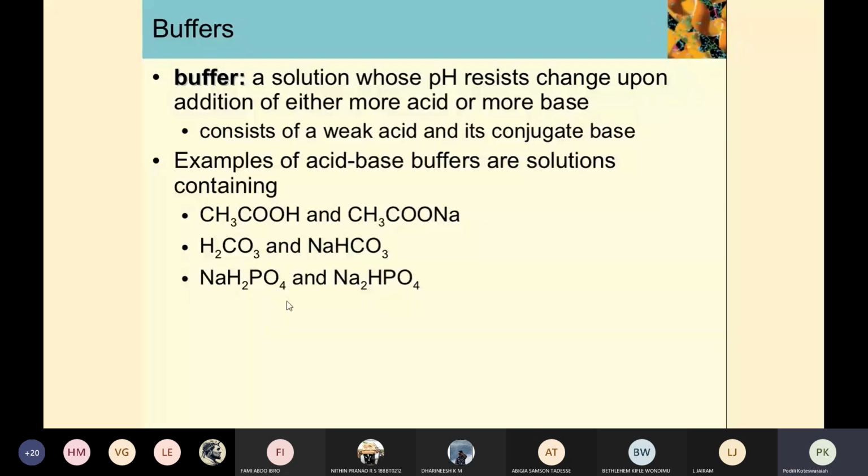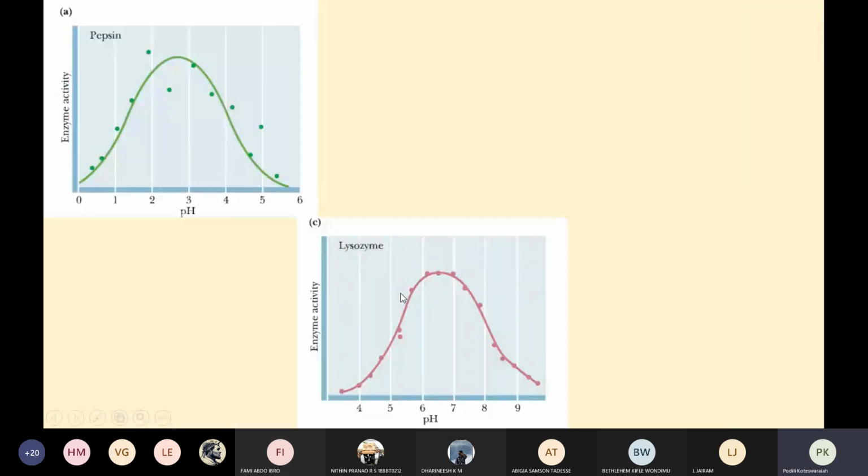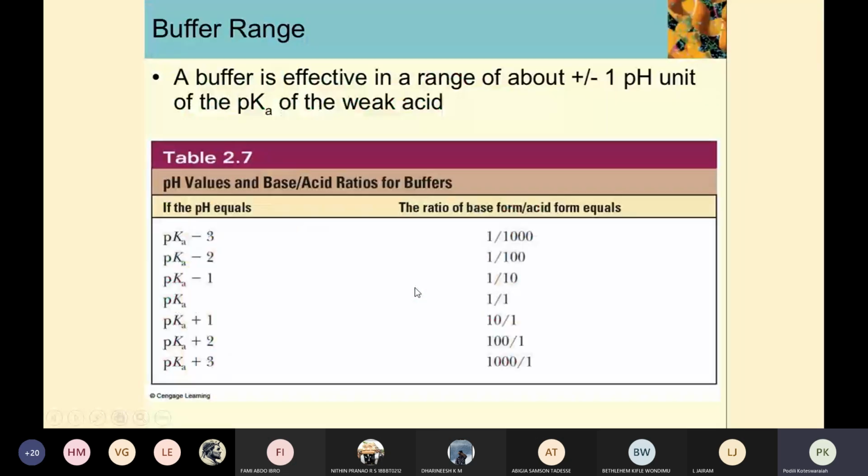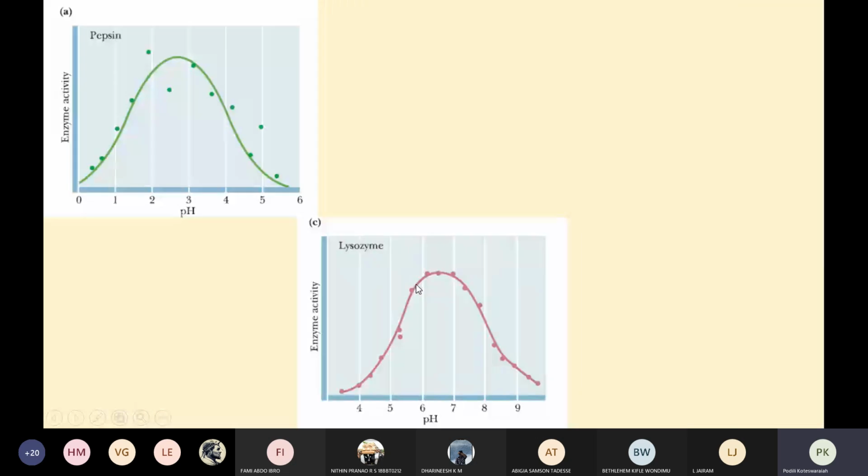For example, you can see here the weak acid, acetic acid, and its salt, sodium acetate. In the same way, carbonic acid and NaHCO3, and NaH2PO4 and Na2HPO4. All these are weak acids and their salts. And of course, these buffers are used in biochemistry for doing various experiments, especially for protein purification and various protein related studies. We use buffers.